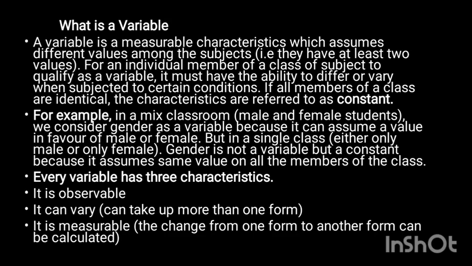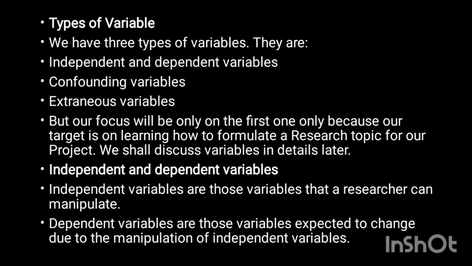Let's proceed. Types of variable. We have three types of variables. They are independent and dependent variables, confounding variables, and extraneous variable. But our focus will be only on the first one because our target is on learning how to formulate a research topic for our project. We shall discuss variables in details later when we will be having other classes. For now, our major concern is to learn how to formulate a research topic.